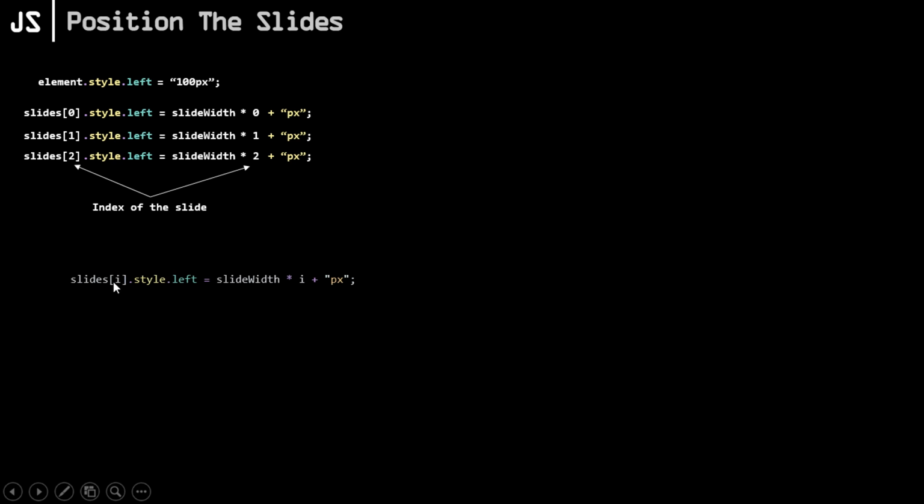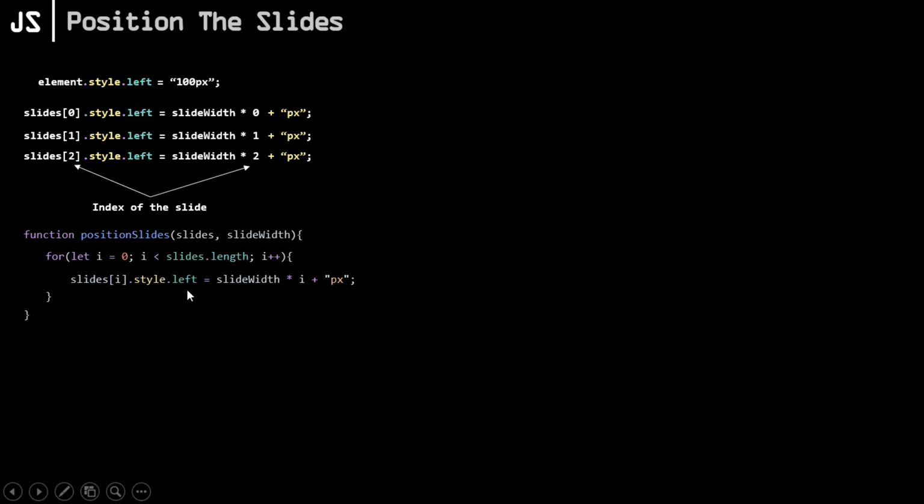Then I'm gonna say here i for the index and also here. So the slides with the index i, that style at left, is given by the slide width times its i, or its index, plus the unit pixels. Now I need to do this for all the slides, which means I need to use a for loop. I'm gonna loop over all the slides inside my array slides. So I'm gonna start from 0 till the slides.length. Then I will put this inside a function called positionSlides.